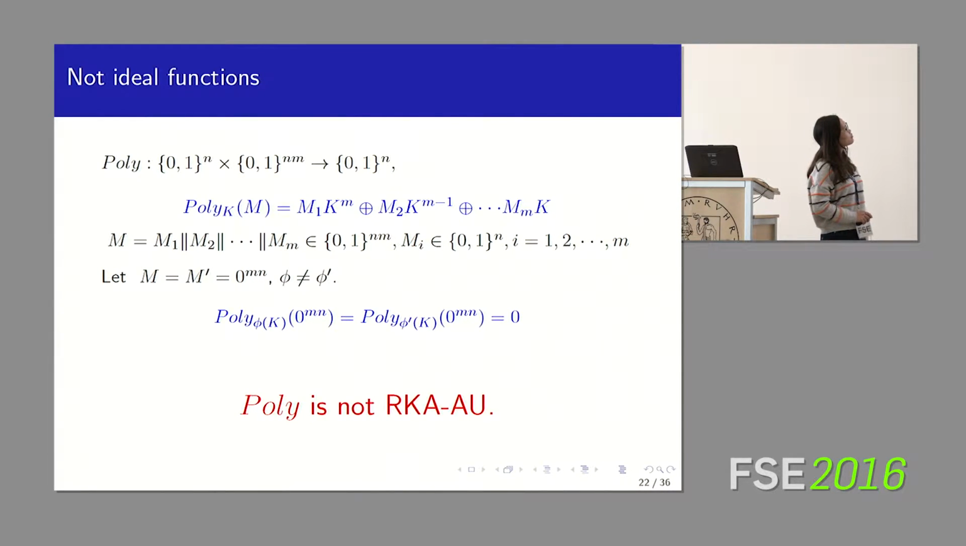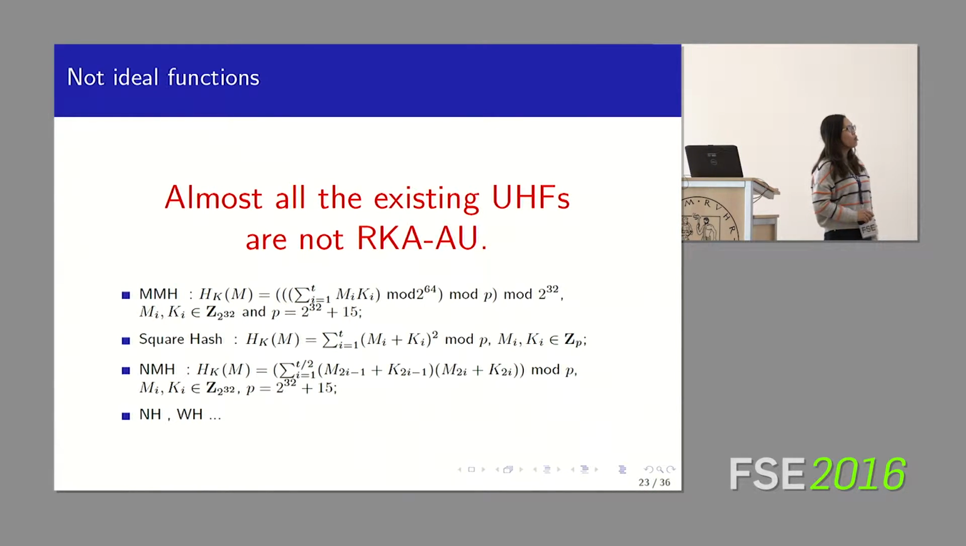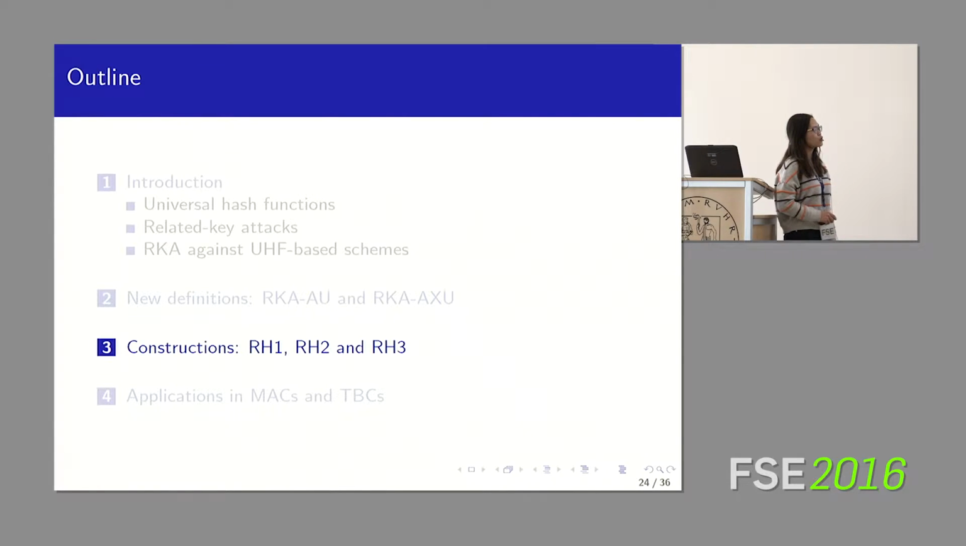Consider the poly function. If we let the two messages be 0, then this equality always holds, so poly is not an RKA-AXU function. It's a pity that almost all the existing universal hash functions are not RKA-AXU, such as MH, square hash, NH, and so on. So next, we construct the RH1, RH2, and RH3 functions.